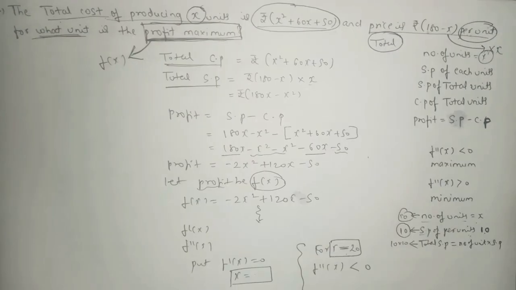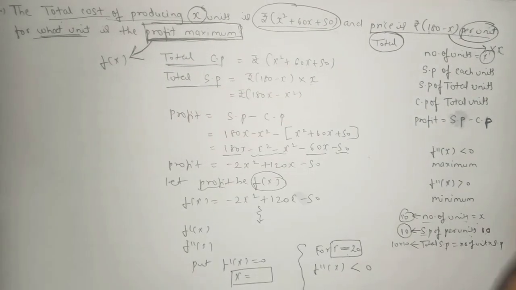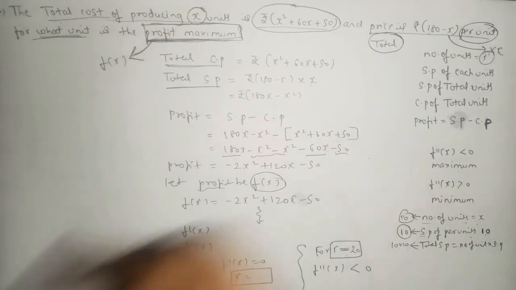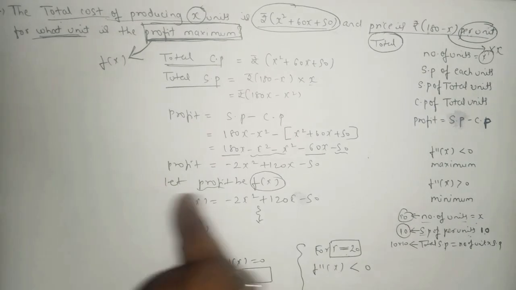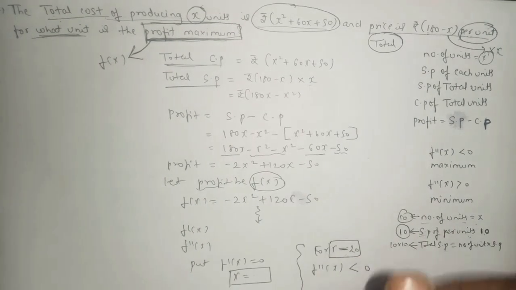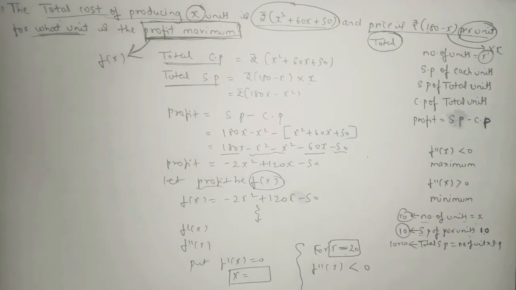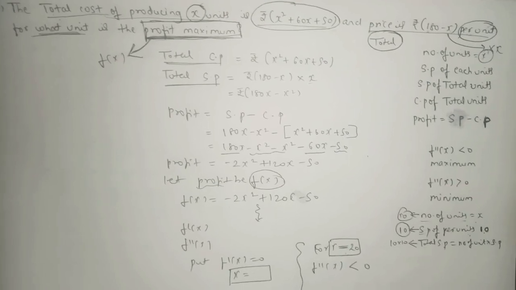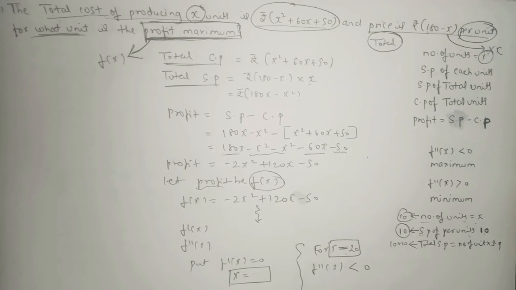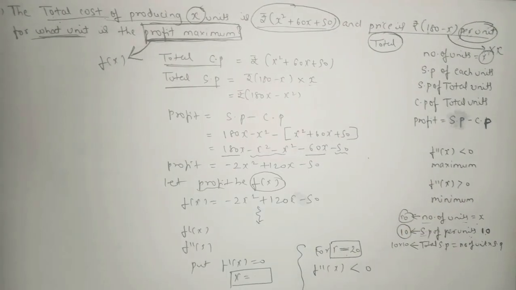Here also for this sum the profit is maximum. If the profit is maximum, the same thing you will do here. Let the profit be f of x. After getting f of x, the rest part will be same. So that's the end of the exercise, I will say. I hope you all understood all the three sums. Please try to solve the sums by yourself.